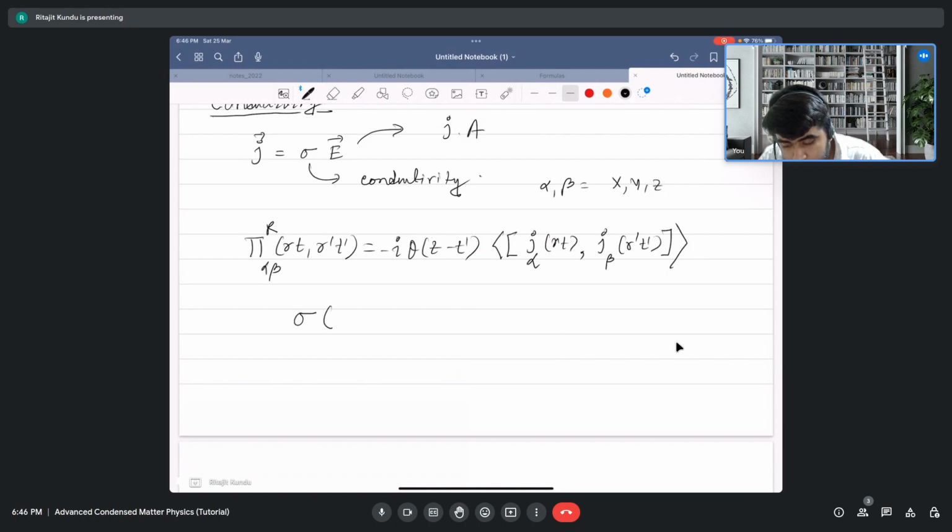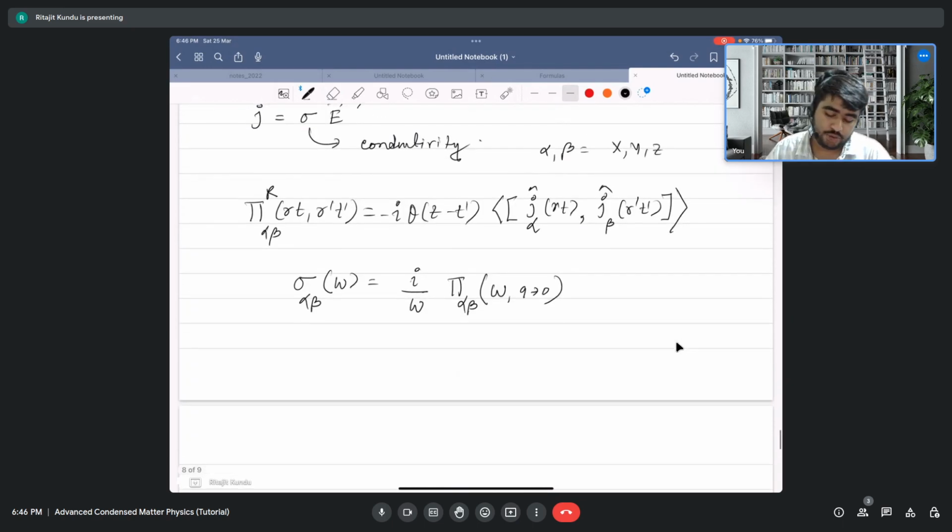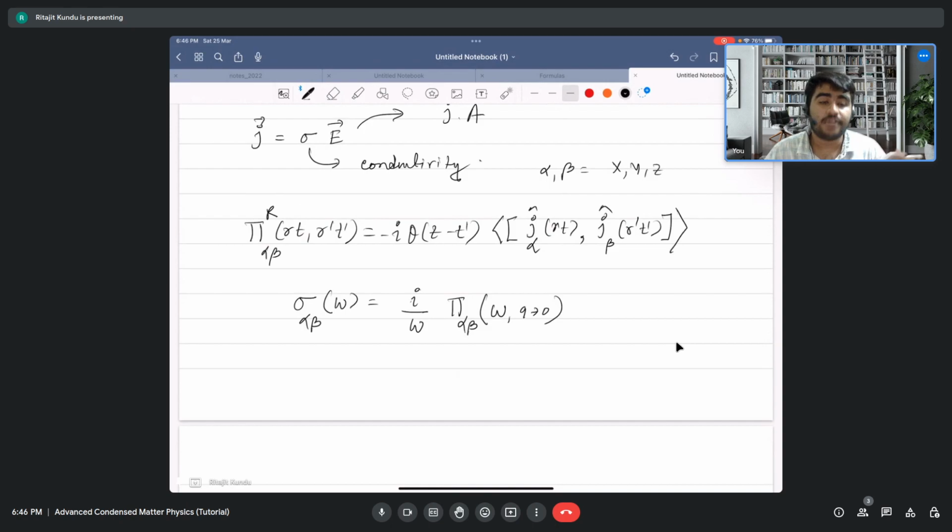You can show that the conductivity as a function of just omega, sigma alpha beta, is given by i by omega times pi alpha beta of omega, with q tending to 0. So this is what the conductivity is. Now, like last time, we can try to simplify this using Wick's theorem. We can do these contractions manually, or we can do some kind of diagrammatics. Diagrammatics is always simpler because everything becomes visual, so you're less likely to make mistakes. So let's try to do this.